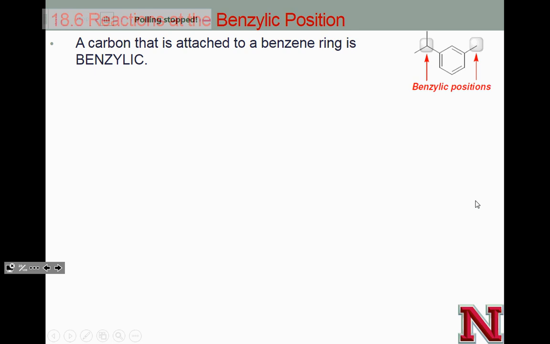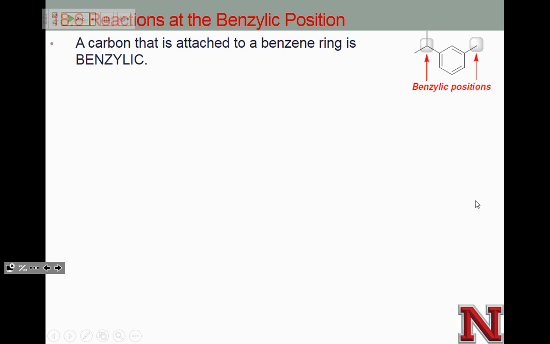So the first thing we're going to talk about is the benzylic position. Now, technically, this position is very similar in other aromatic species, but we're really going to be focusing on benzene for the rest of this chapter because it's the most common aromatic compound. Though, in all technicality, other aromatic groups that are directly attached can see the same type of reactions. But we're really just going to talk about benzene.